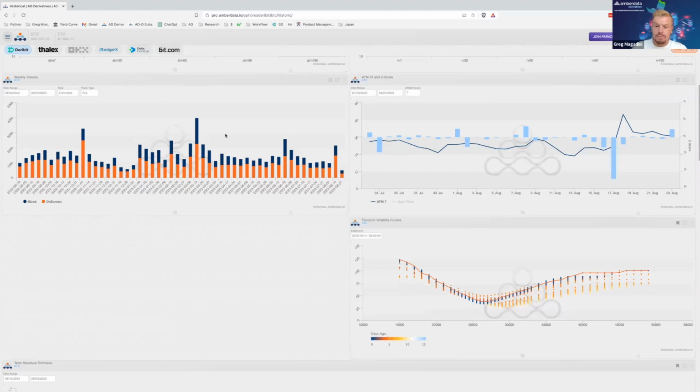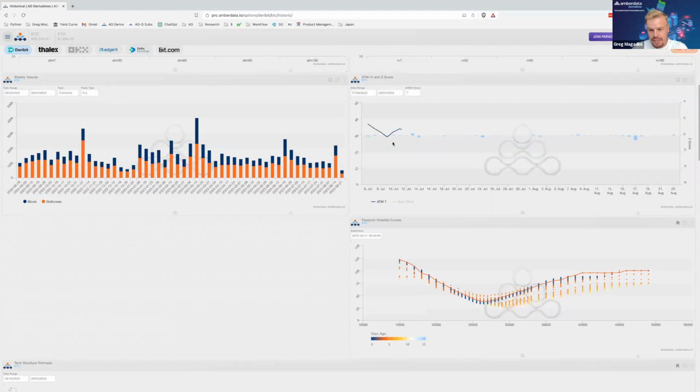This chart on the left is basically weekly volume, kind of easy, self-explanatory. You can look at it in terms of notionals, or in terms of premium traded, and then the blue is block trades, the orange is on-screen trades. The chart here on the right is pretty interesting. This is really giving us a good idea of the realized move in terms of Z-score.